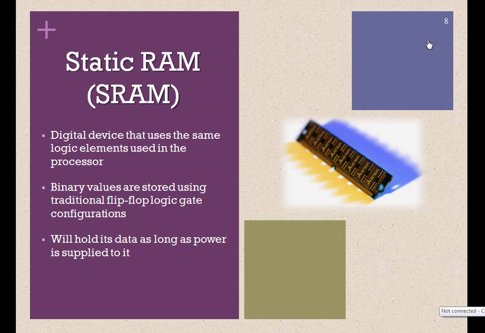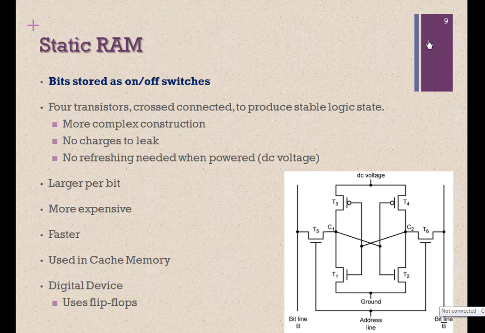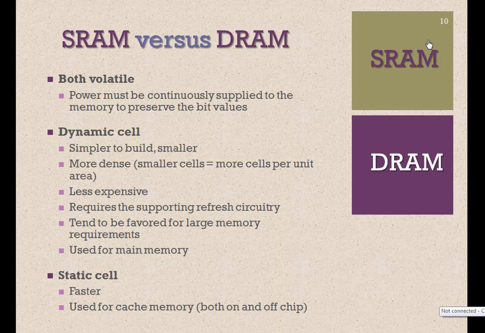So static RAM is a digital device that uses the same logical elements used in the processor. Binary values are stored using traditional flip-flop logic gates. The configuration will hold its data as long as power is applied to it. SRAM configuration is mentioned there, but there are some extra features in SRAM as compared to DRAM. So SRAM versus DRAM, in which all features are mentioned there. You will read it and then decide which one is more effective and better, SRAM or DRAM.